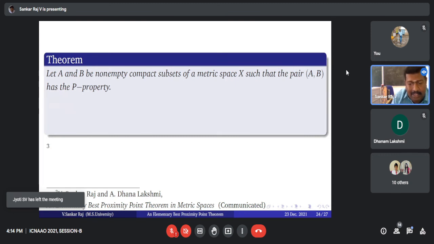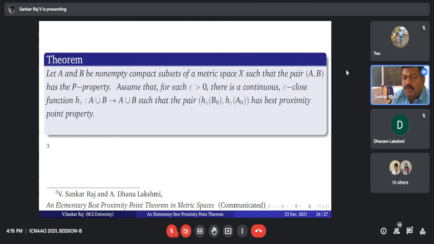This is one of the theorems in our paper, which we have recently communicated. Let A and B be non-empty compact subsets of a metric space such that the pair A, B has a P property. Number two, assume that for each positive epsilon, there is an epsilon closed function H epsilon from A union B to A union B such that the pair H epsilon of B naught, H epsilon of A naught has a best proximity point.